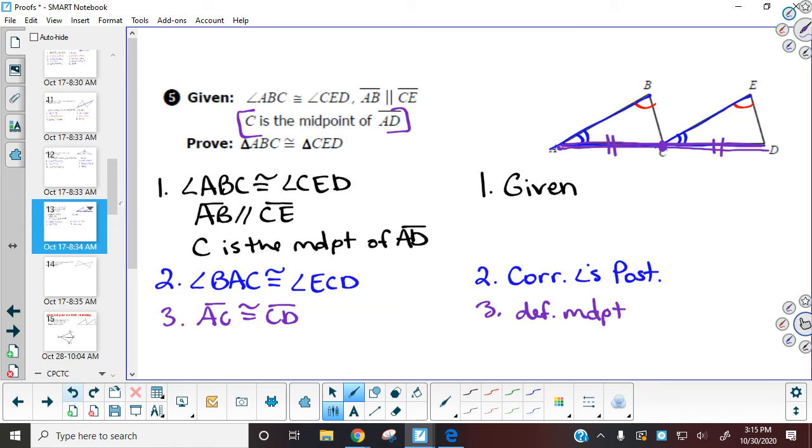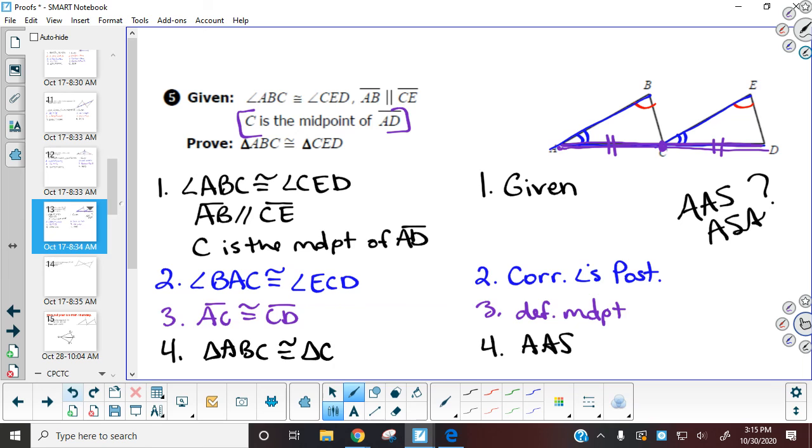And then from there, we look at our picture, we have two angles on one side. The only question is it angle, angle, side, or angle, side, angle? So as we look, the question is the side between our angles? If we look at our picture, it is not, so therefore it is not in our name either. So triangle ABC is congruent to triangle CED by angle, angle, side.